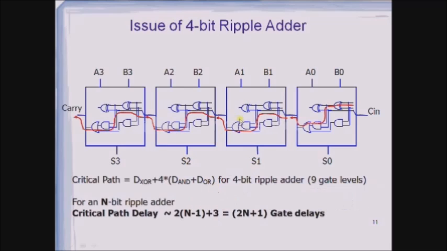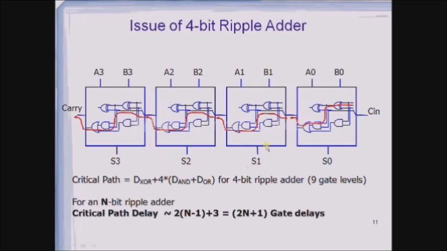This is how the 4-bit ripple carry adder looks like, and this is the propagation delay generated with the ripple carry adder. So the critical path equals D_XOR, the delay generated by the XOR gate in the first stage, plus 4 times D_AND plus D_OR, as we are going with 4 stages.